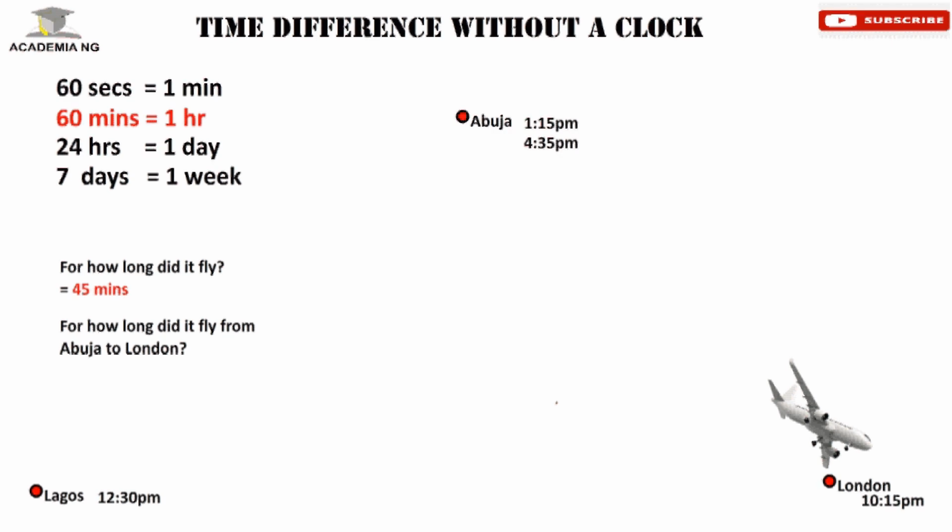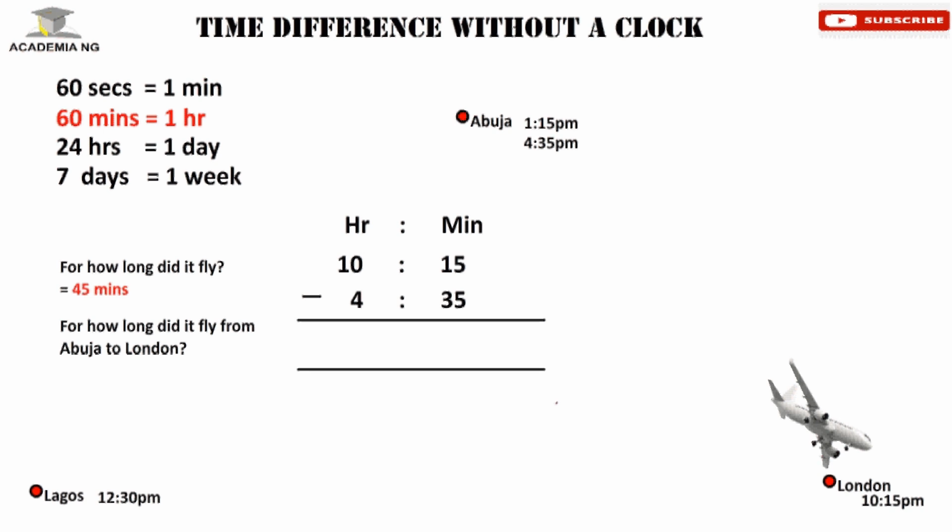As we have done before, we mark the hour side and the minute side. Finishing time is 10:15 p.m. and starting time is 4:35 p.m. We check the minute side first and again immediately know that 15 cannot minus 35 as 35 is greater than 15.